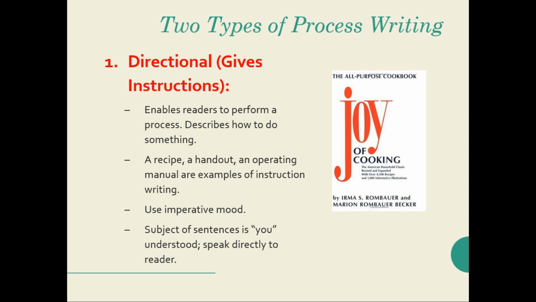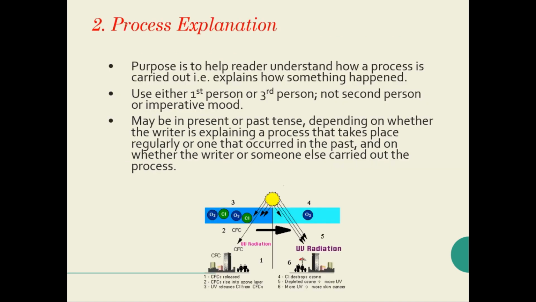Another one is the subject of sentences uses you for you to understand the process and it speaks directly to the reader. Okay, so the next kind of process essay is the process explanation. Its purpose is to help reader understand how a process is carried out. For instance, it explains how something happened. You may use either first person or third person and do not use second person or imperative mood.